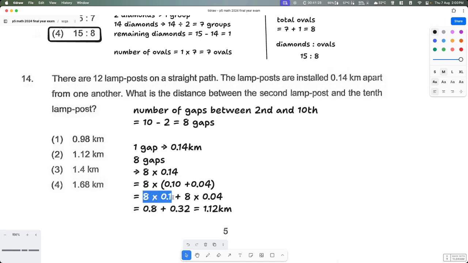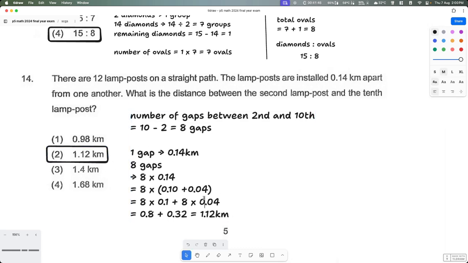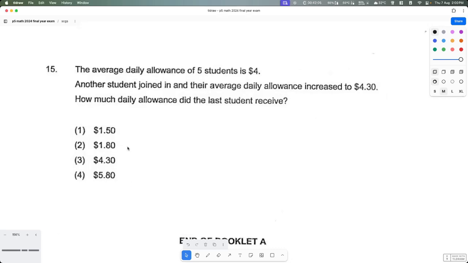So you can do 8 times 0.1 plus 8 times 0.04. This one is easier to calculate. Make sure that when you calculate this, it is 0.8 and 0.32, and when you add them, it will be 1.12 kilometers. So the answer to this is option number 2. Just be careful if you want to use this method, make sure you are calculating correctly. Double check as well. Okay, let's move on to question 15.